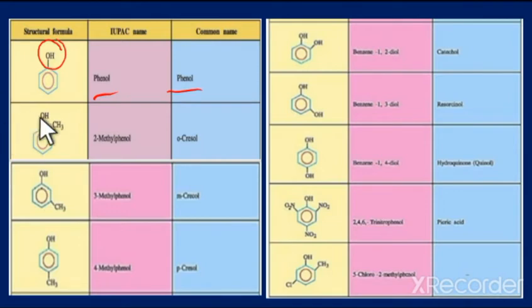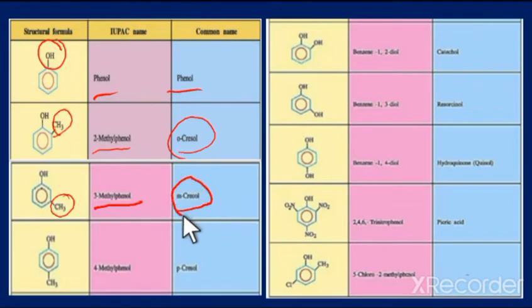And in the case of the benzene ring of the phenol which is having one methyl group, its IUPAC name is 2-methyl phenol and the common name is orthocresol. The methyl group on the phenol at the third position is known as 3-methyl phenol, the IUPAC name, and the common name is metacresol.